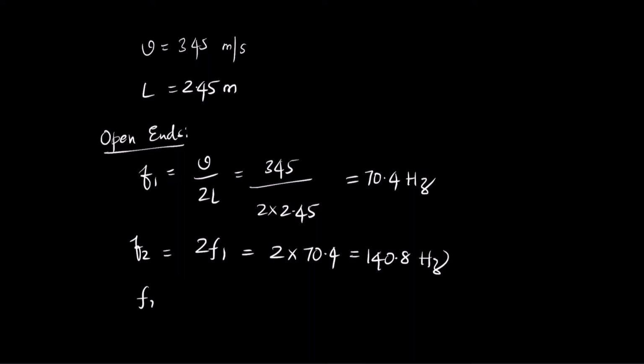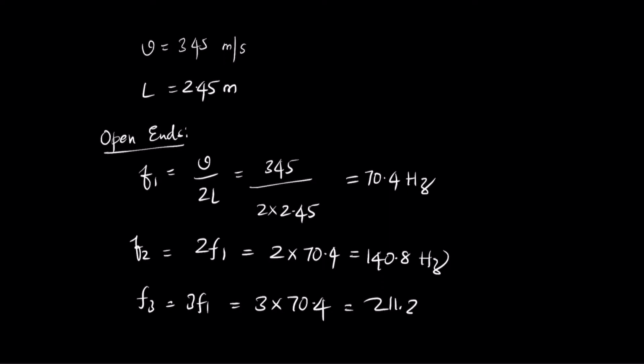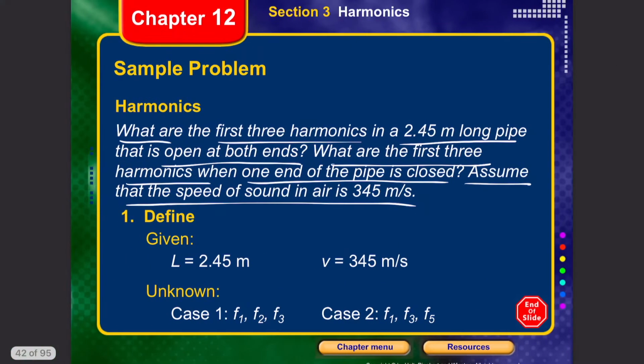In the same way, F3 becomes 3F1. So it becomes 3 times 70.4, which is 211.2 hertz. So this way we have the first three frequencies.